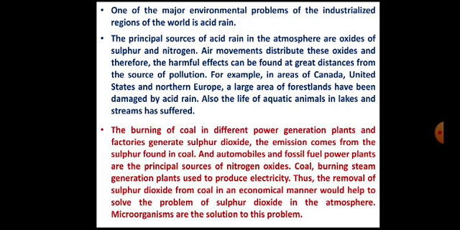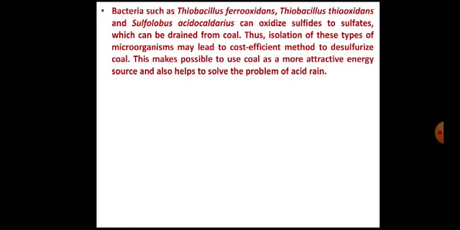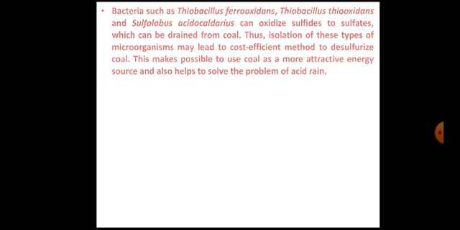The burning of coal in different power generation plants and factories generates sulfur dioxide. The emission comes from the sulfur found in coal. Automobiles and fossil power plants are principal sources of nitrogen oxide. Coal burning steam generation plants are used to produce electricity. Thus, the removal of sulfur dioxide from coal in an economical manner would help to solve the problem of sulfur dioxide in the atmosphere. So microorganisms are the solution to this problem. Bacteria such as Thiobacillus ferrooxidans, Thiobacillus thiooxidans, and Sulfolobus acidocaldarius can oxidize sulfides to sulfates, as mentioned earlier.